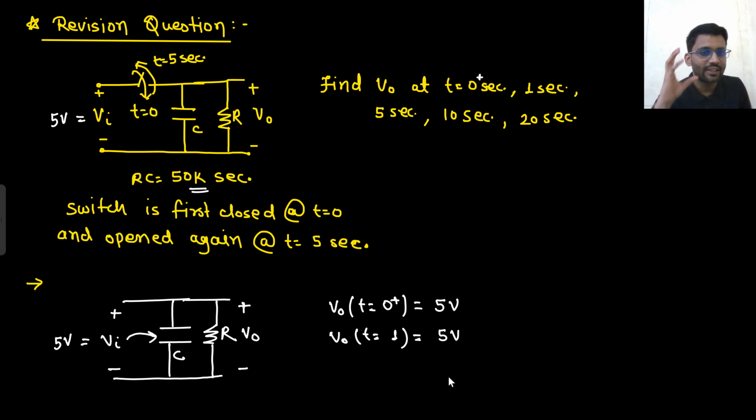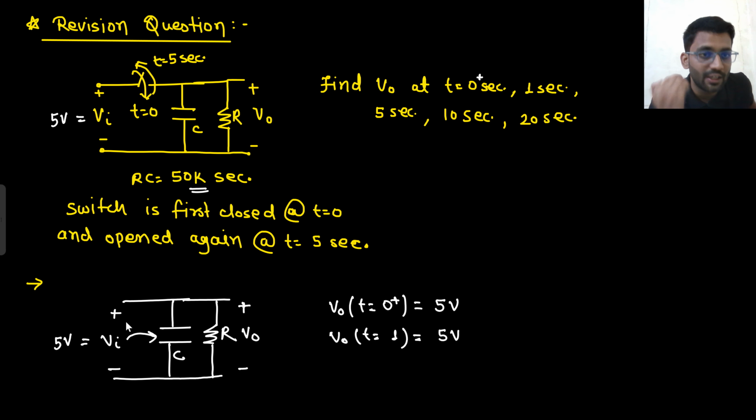Okay, you guys must be thinking that RC value is very large, that's why the capacitor is not discharging, that's why it is 5 volt. Otherwise, it would have discharged. No, no, no. It would not have discharged. It will never discharge because the input voltage is directly exposed to the capacitor. So the capacitor voltage will always be equal to the input voltage only, irrespective of the RC value.